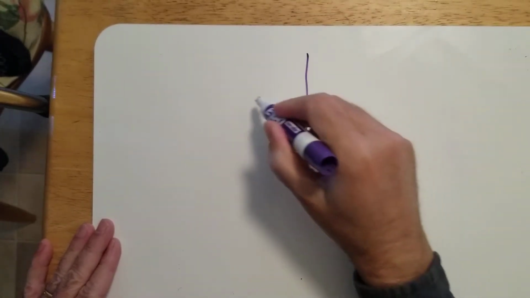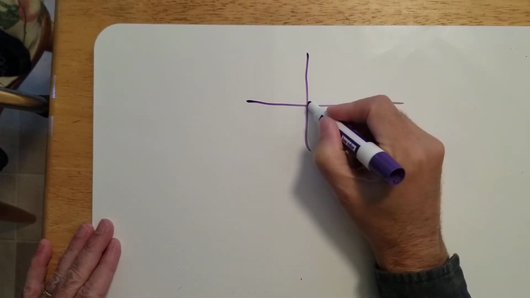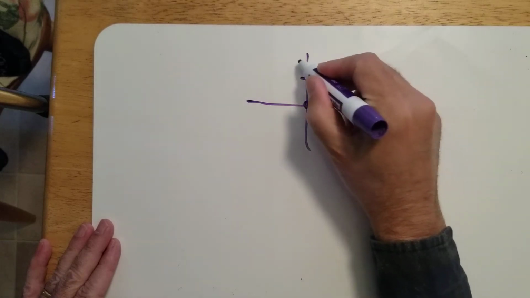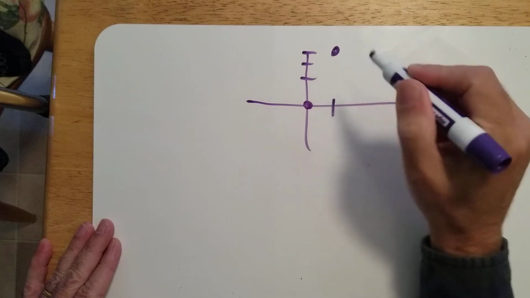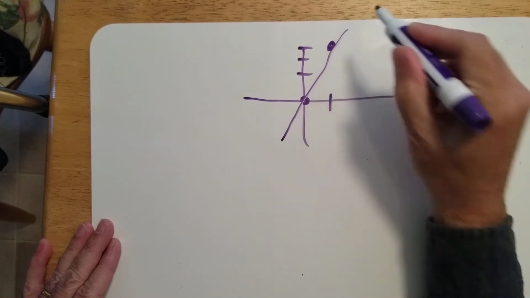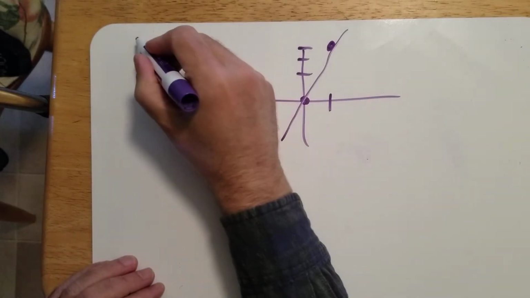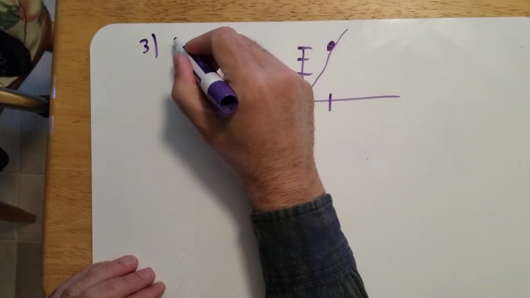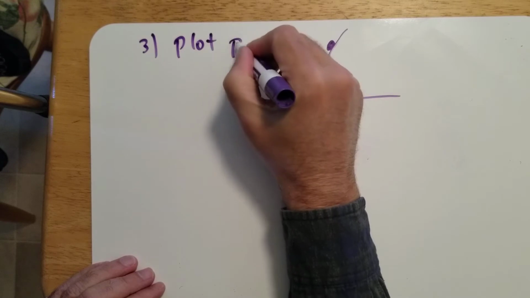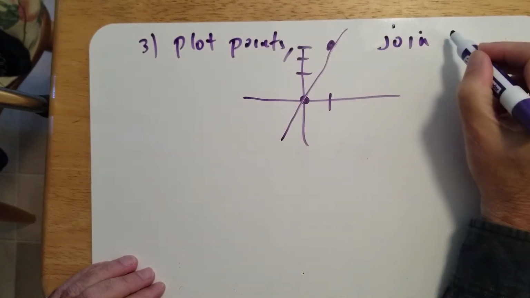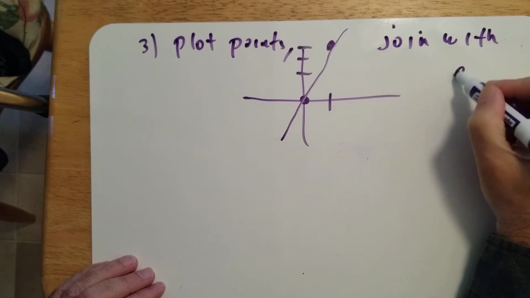So here are my coordinates, and the origin 0, 0 is on the line. And when x is 1, y is 3. That gives me another point on the line. Join them with a line. That's the end of example 1. So step 3 would be to plot the points, join them with a line.